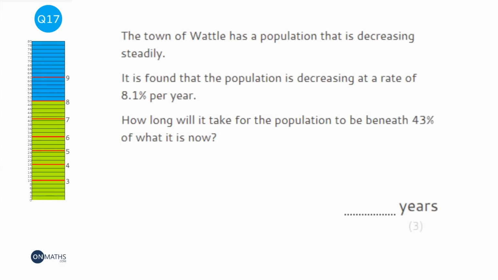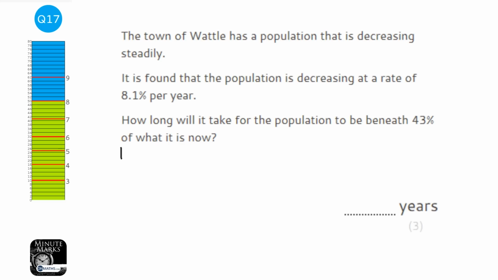Okay, so this question doesn't have any amounts in it. What you could do is put an amount in it. We could pretend that there's 100 people in the town, and then see how long it takes for us to be beneath 43 people. That's an absolutely fine method. I'm going to be doing this with multipliers though.